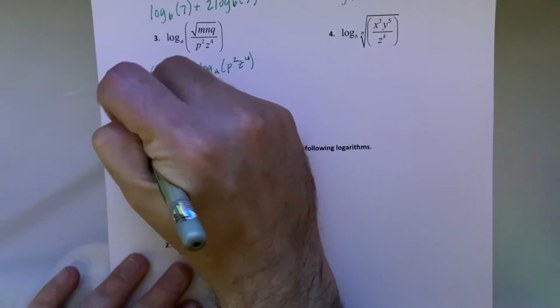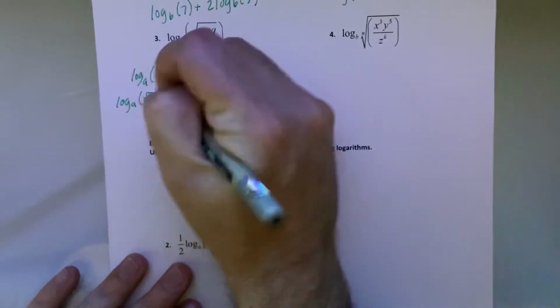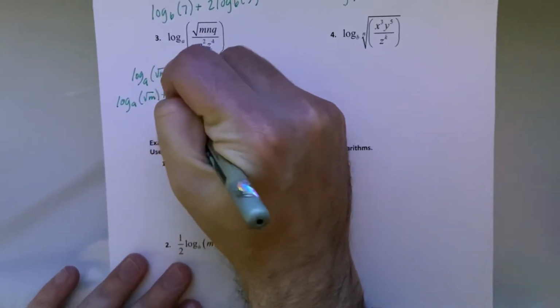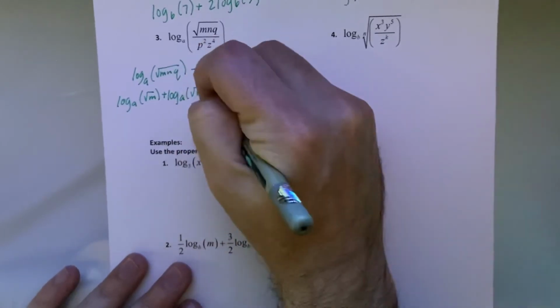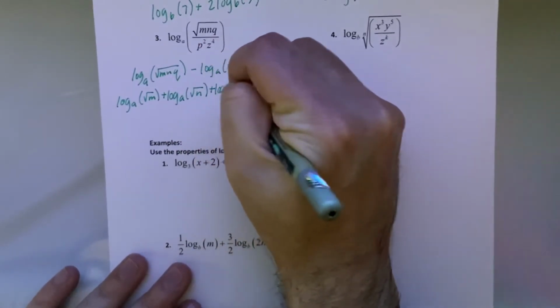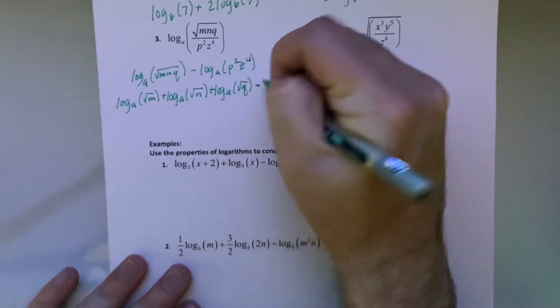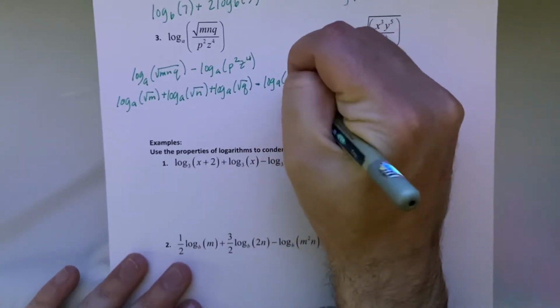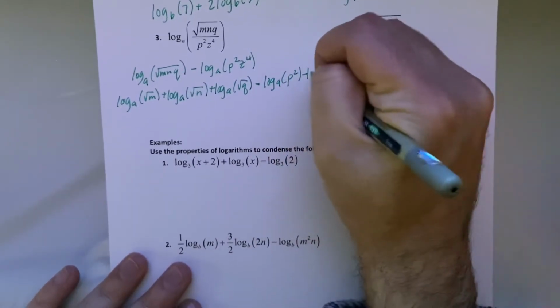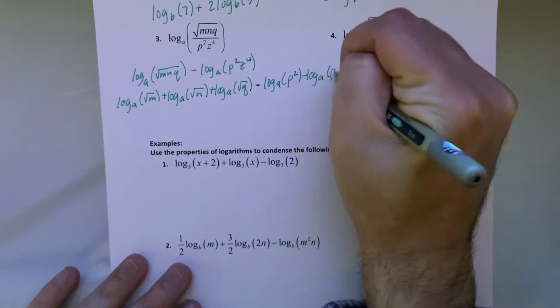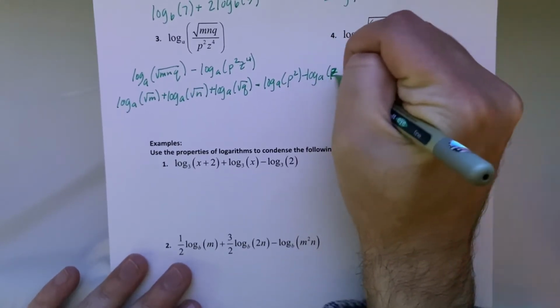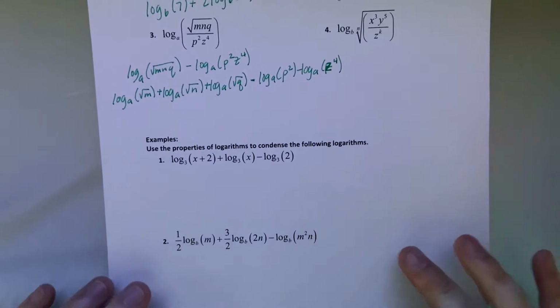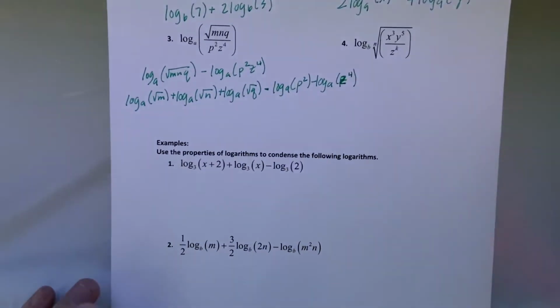So log base a square root of m plus log base a square root of n plus log base a square root of q minus log base a p squared minus log base a z to the 4th. So everything from the denominator ended up with a negative in front, which is important.